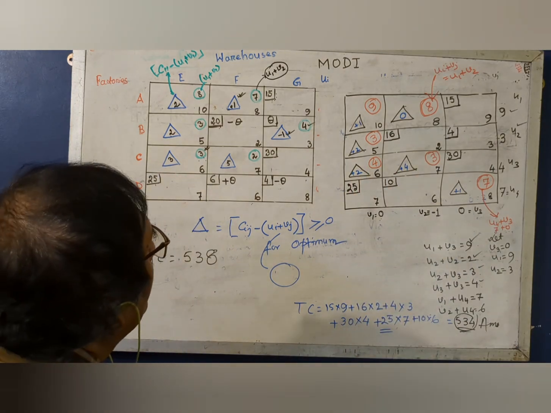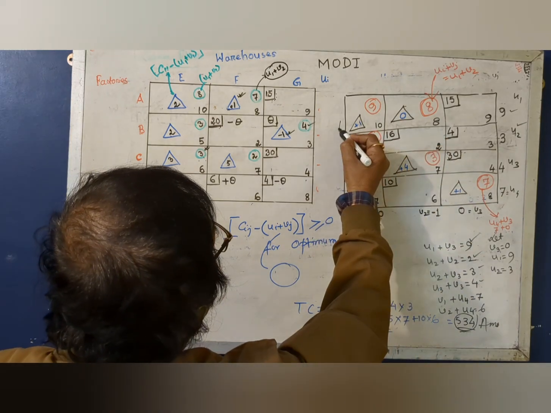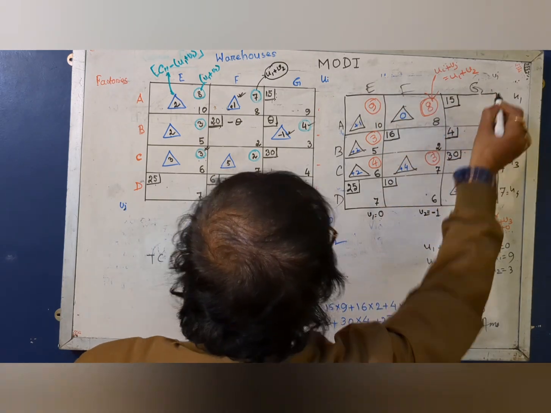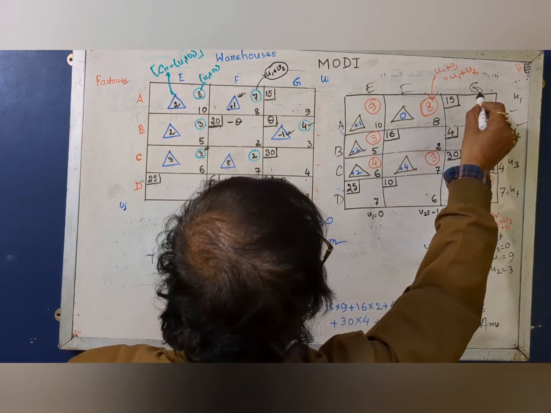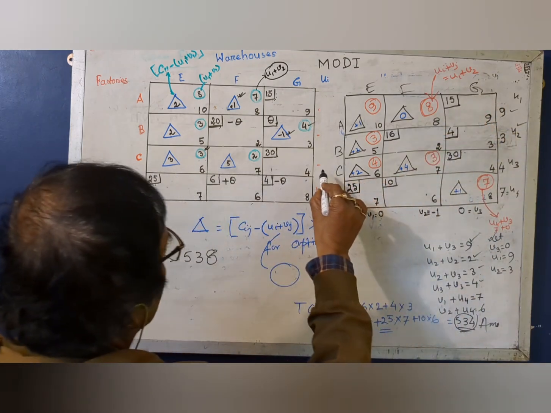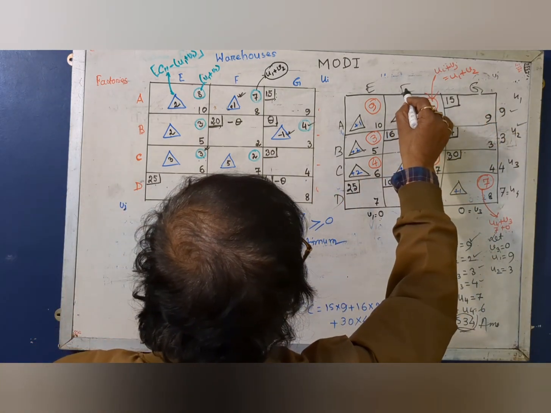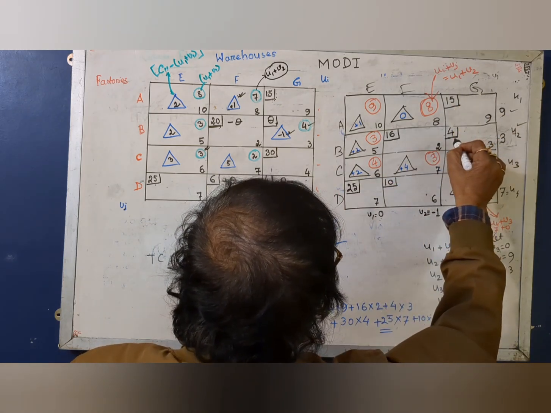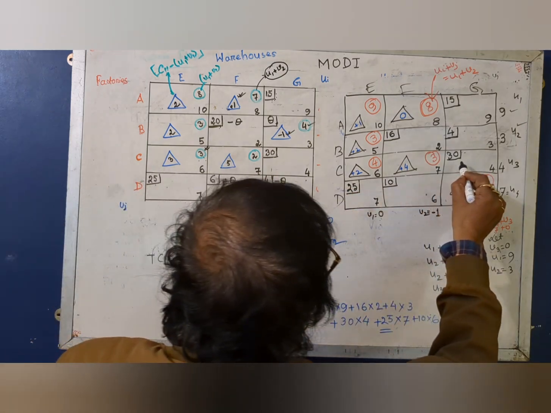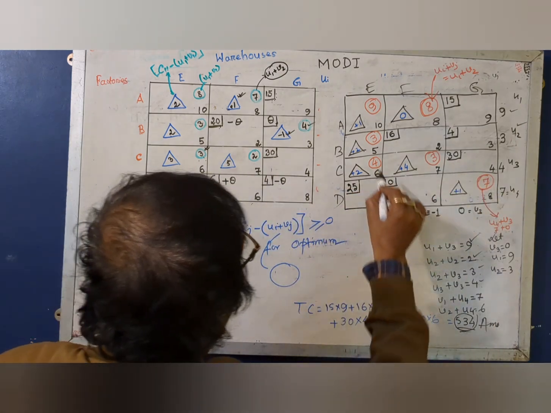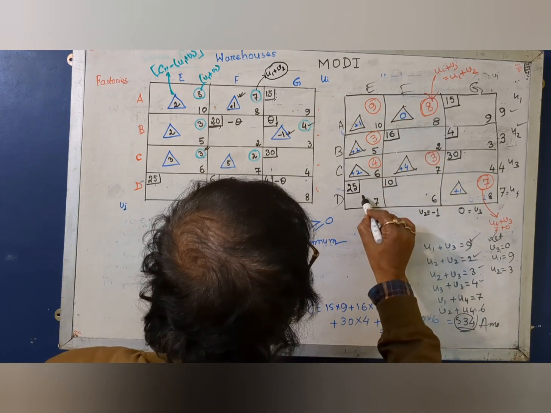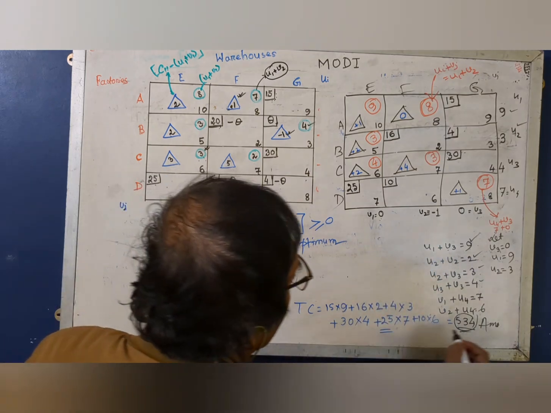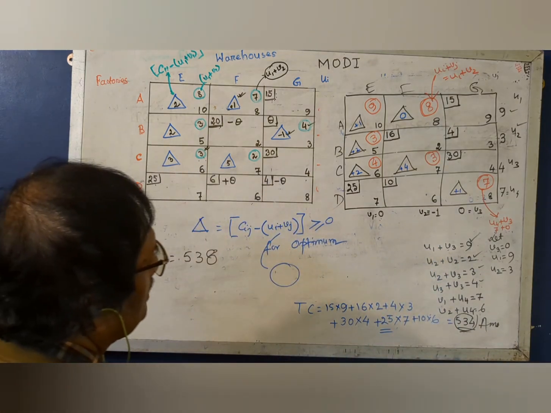Then what would be the decision for transportation? You have to shift from factory A to warehouse G 15 units, from factory B to warehouse F 60 units, from factory B to warehouse G 4 units, from factory C to warehouse G 30 units, from factory D to warehouse E 25 units, and from factory D to warehouse F 10 units, and the total minimum cost will be 534. This is the optimum solution.